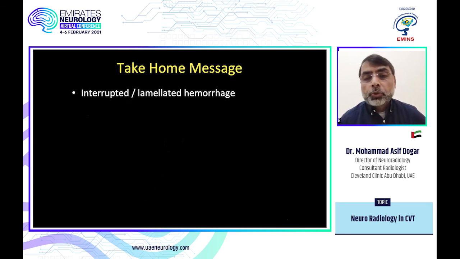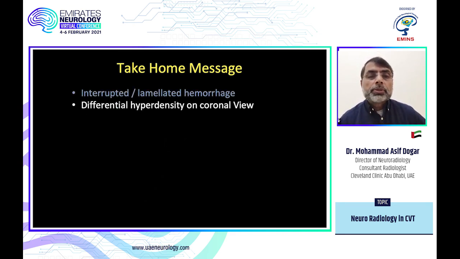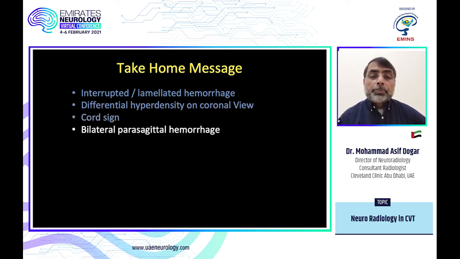Interrupted hemorrhage. This is a big clue. If you have an interrupted laminated hemorrhage, look for venous sinus thrombosis. On the coronal CT image, if there is differential hyperdensity, with one or two sinuses hyperdense compared to the other, your suspicion should be very high for venous sinus thrombosis. Look for the cord sign, hyperdense vein, hyperdense sinus, and on the gradient echo images, hypointense vein. If there's a bilateral parasagittal hemorrhage, this is another clue to the diagnosis of venous thrombosis.